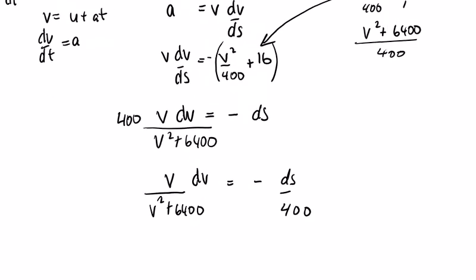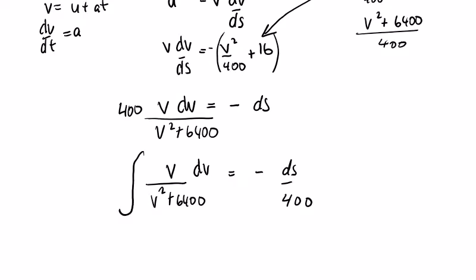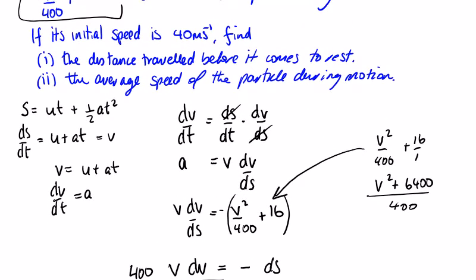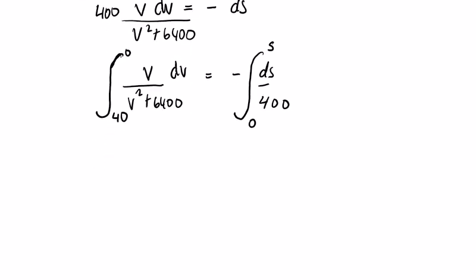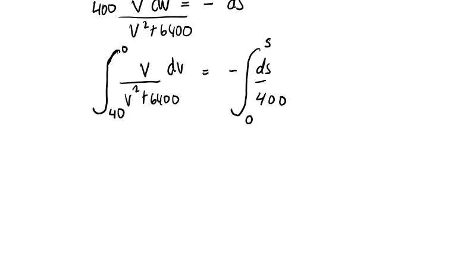And now I need to integrate these things, and the limits I'm integrating with are initial speed of 40 and it comes to rest. So an initial speed of 40 is down here and it comes to rest. And to get s, it's going to be between s and 0. So we integrate this on the right. Well, it's a little bit tricky.